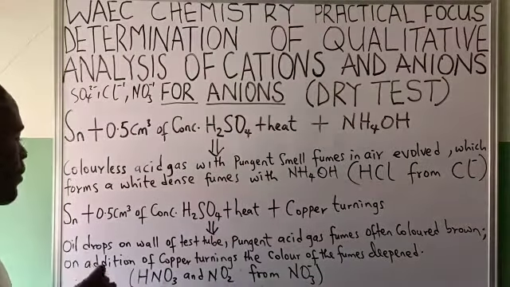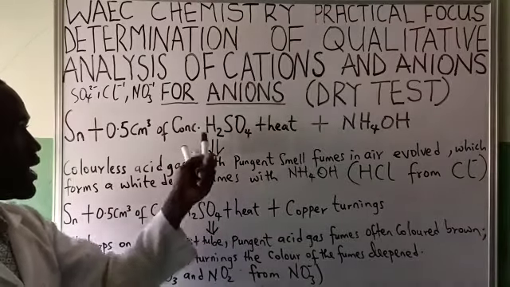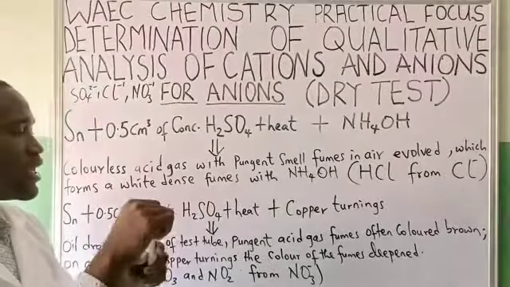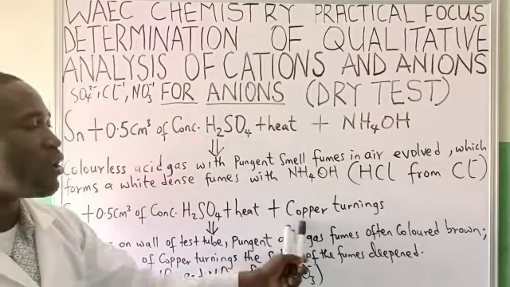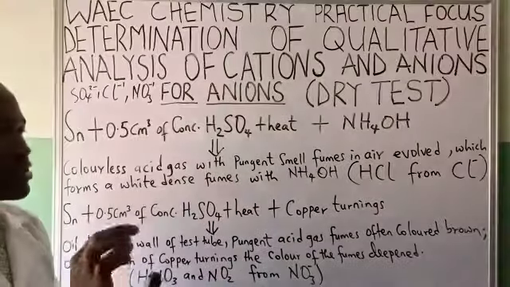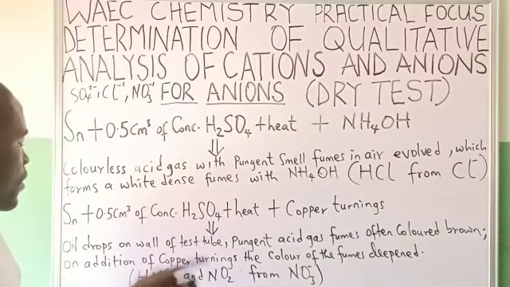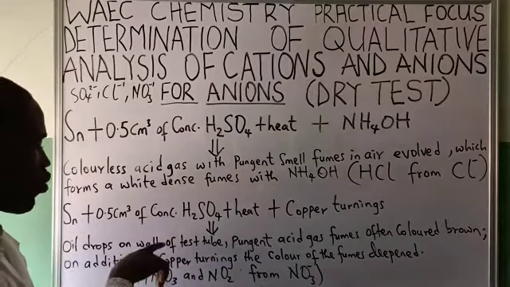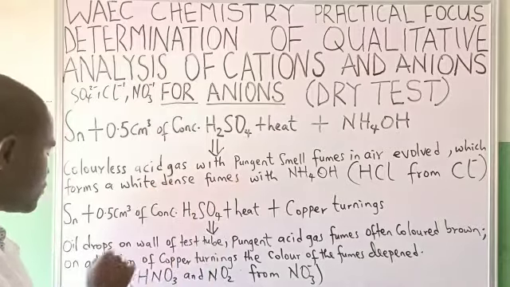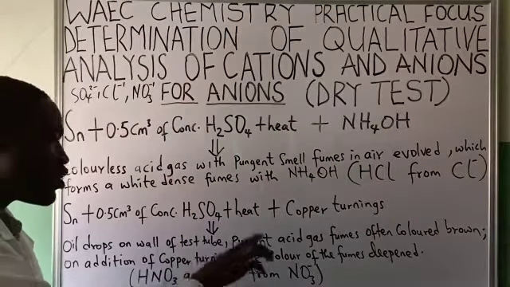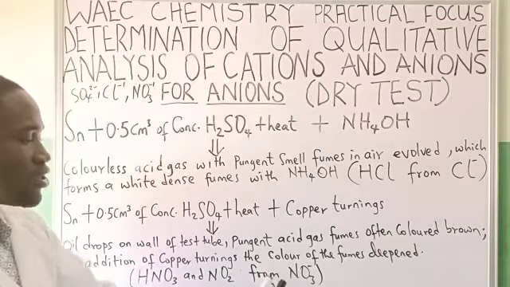Then dry salt sample plus a few drops of conc H2SO4. Again, here H2SO4. Then heat it to make sure that the gas will come out well, plus copper tonics. Just take a few pieces of the copper tonics and put inside. If you notice oil drops on the walls of the test tube, pungent acid gas often colored brown, and the brownish color or the brownish films deepen on addition of copper tonics, it means you're talking about nitrate.